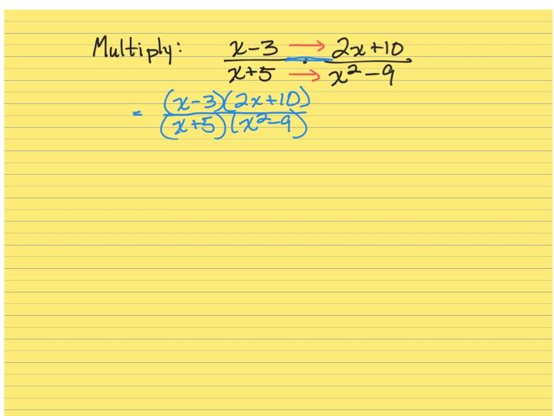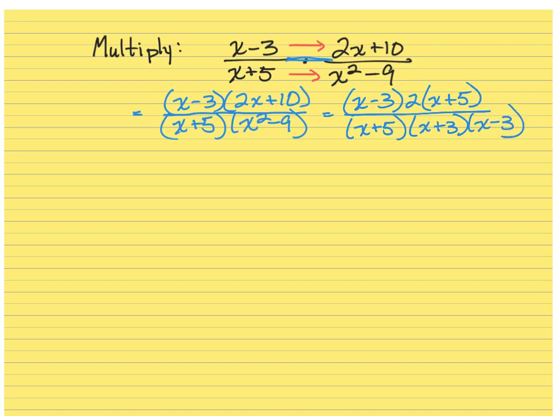Now, you're not done, because that can't be our final answer unless it's simplified. So we have to simplify that if possible. Sometimes you will be able to. Remember how we simplify. You factor everything. So x minus 3 can't be factored, but 2x plus 10, I can factor out a 2, common factor of 2. Down here, x plus 5 can't be factored, but x squared minus 9 can be: x plus 3, x minus 3. So I factor everything, and then I cancel like things.